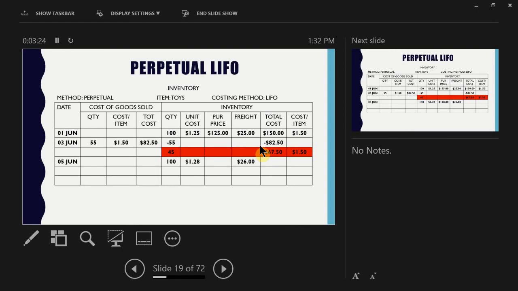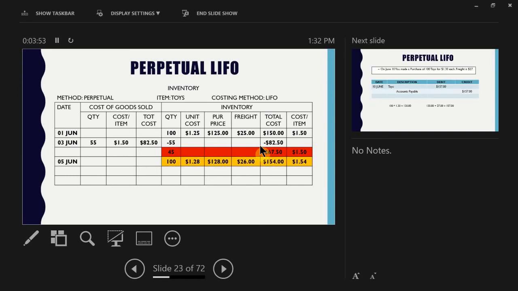By calculating my total purchases, it's going to be $128. By adding my $26 in there, my total is now $154. And then if I divide that by 100, it gives me $1.54 per item. Now that I have a second batch, I'm going to color it yellow, just so I can indicate that this is batch number 2.